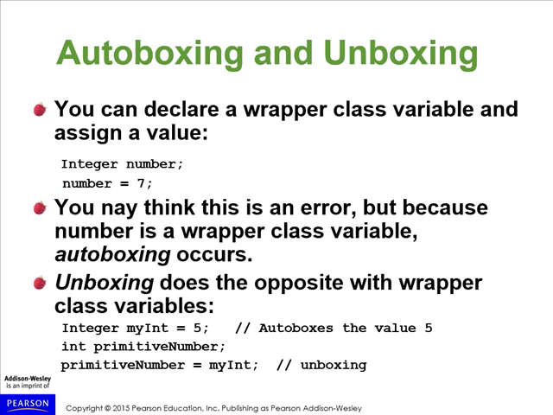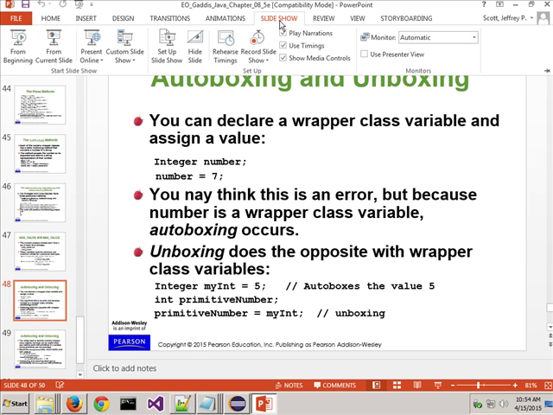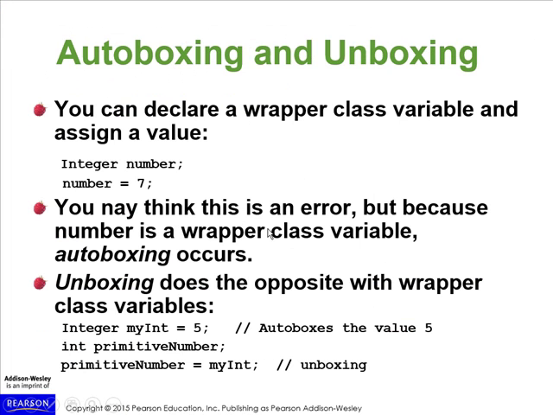And there's the autoboxing and unboxing. They really don't give it much play in here. That's slide 48, so it's a slide or two maybe. It says you can declare a wrapper class variable and then assign it a regular value. So that's basically saying it's a class Integer, but we're giving it a regular int value.